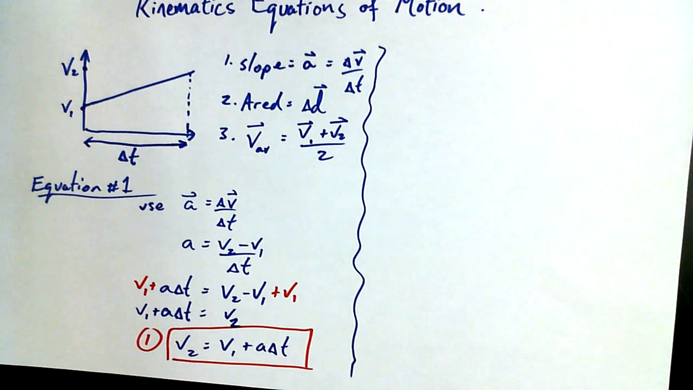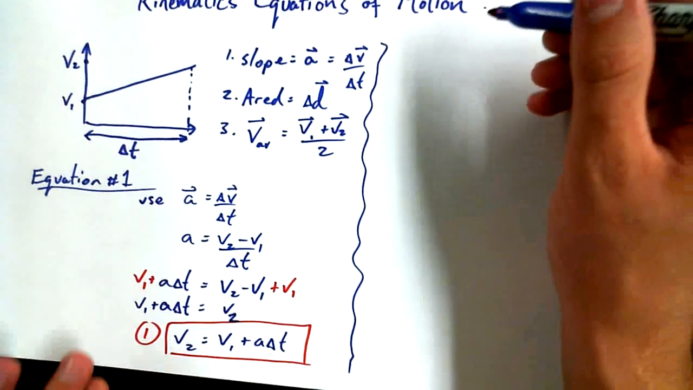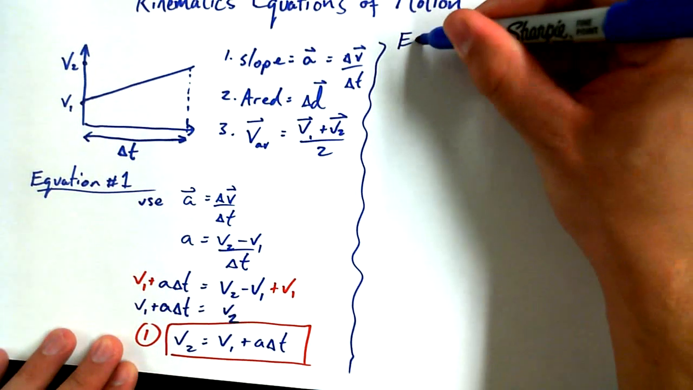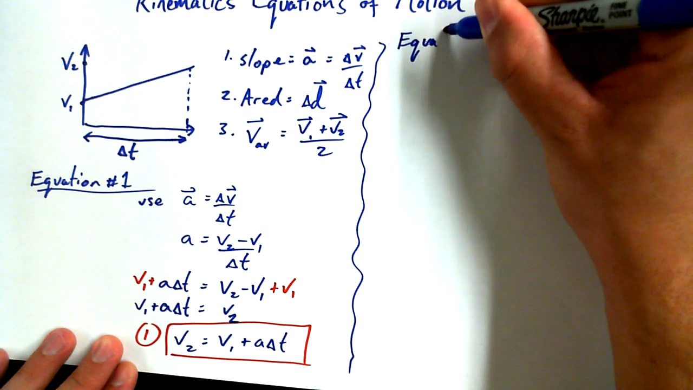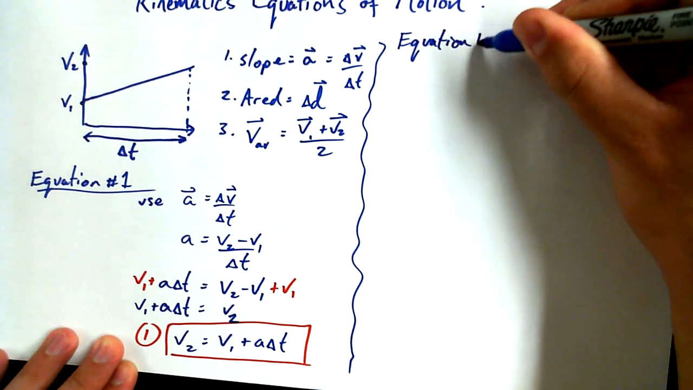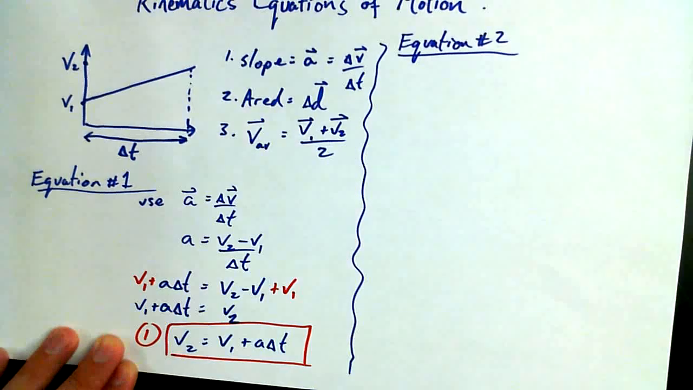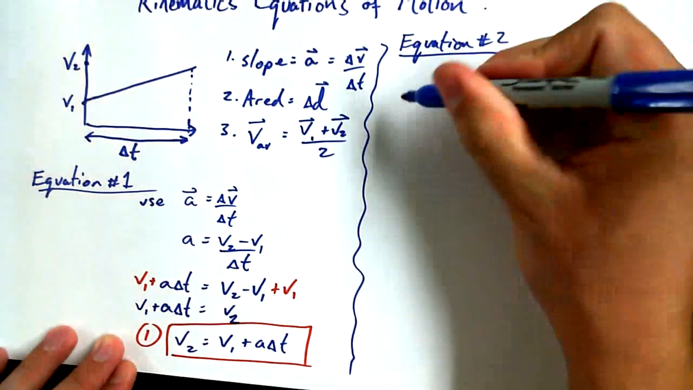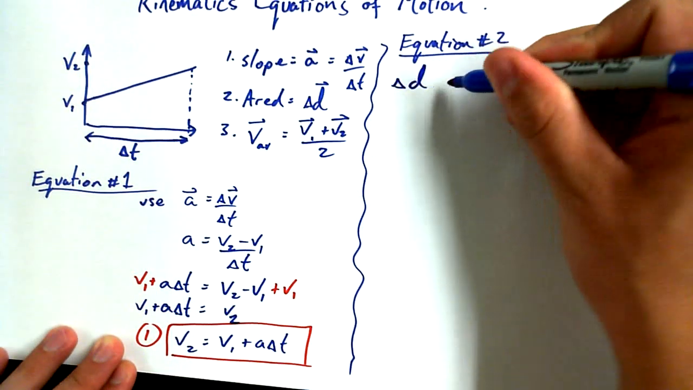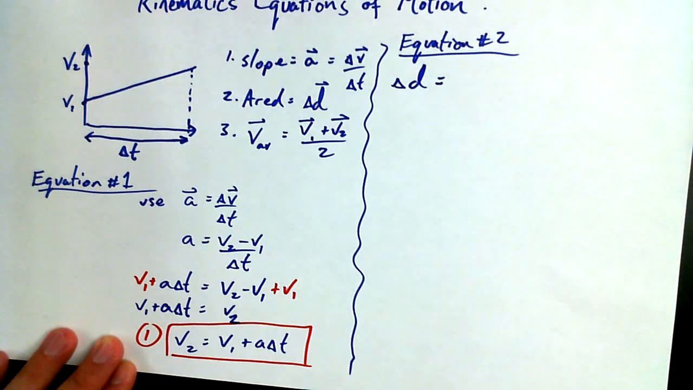Nothing really earth-shattering. Want to try and get equation 2 now. I would say equation 2 slightly more exciting. Okay? Slightly. Equation 2. I want to make use of what we said over here. Point number 2 says that the displacement is really the area under a VT graph.